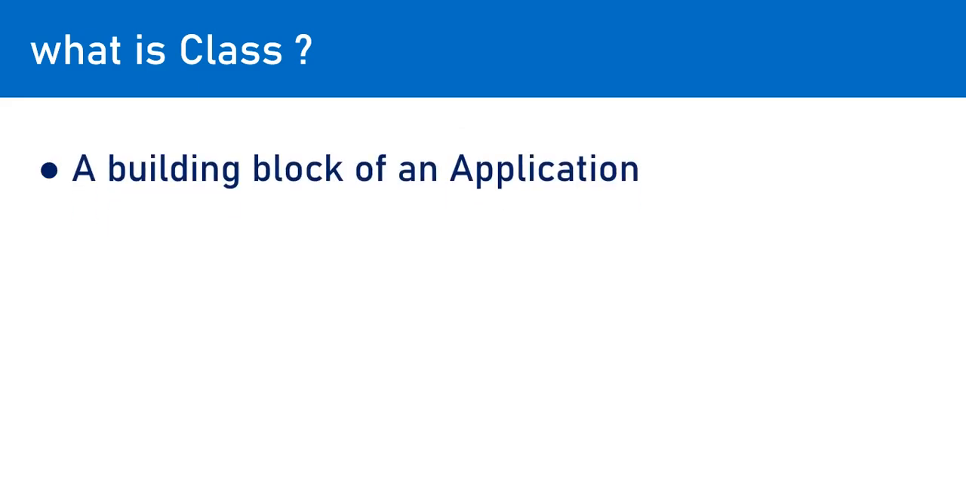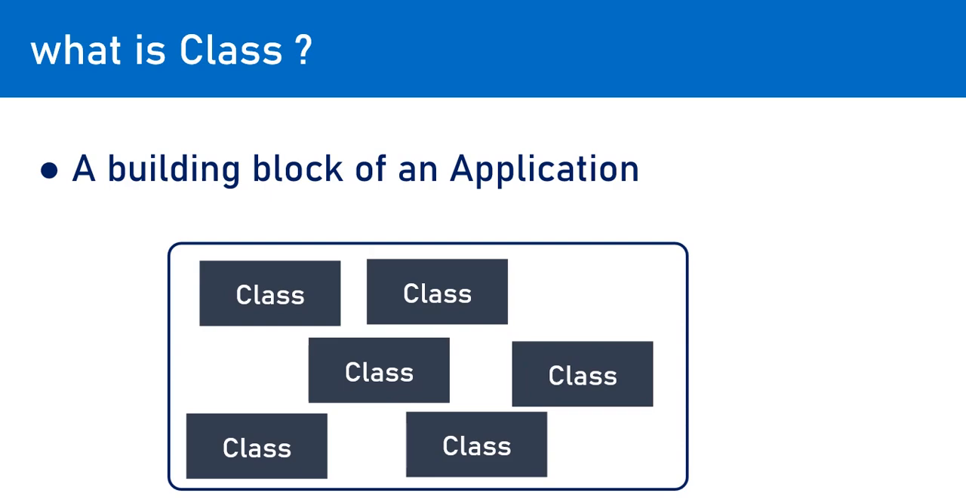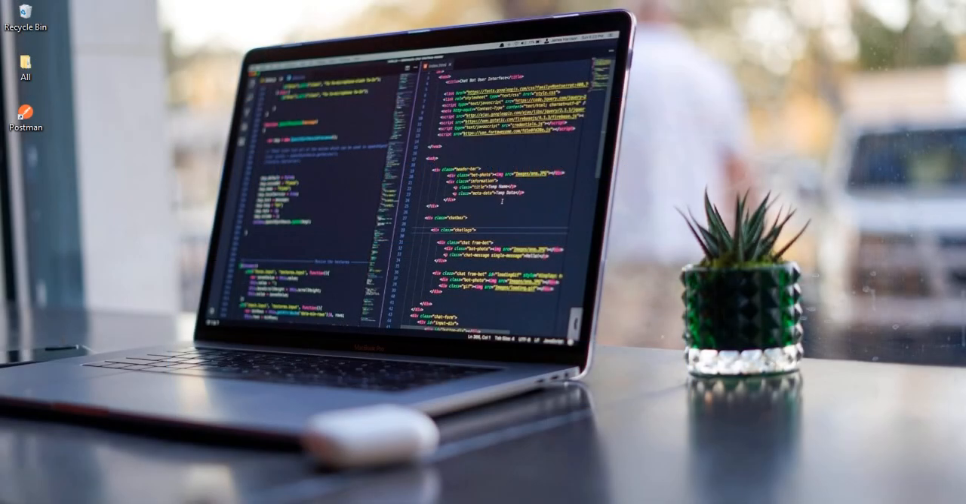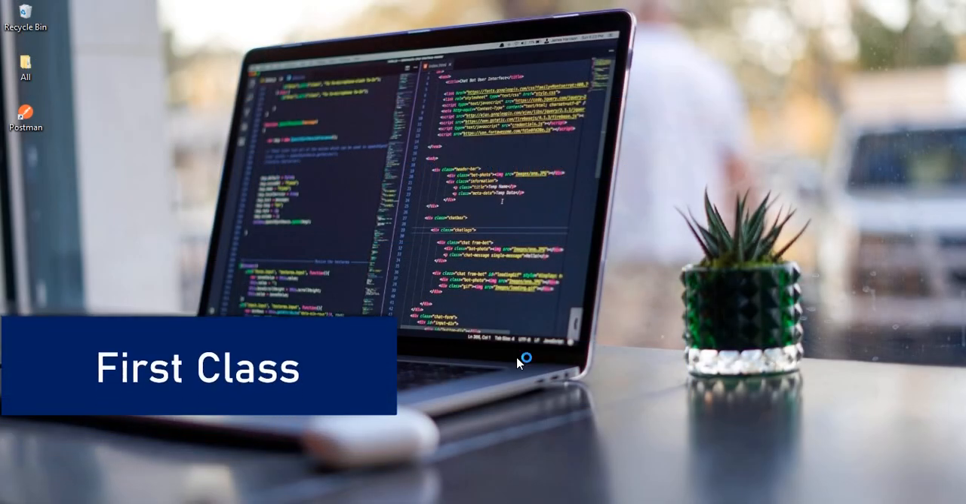What is a class? A class is a building block of an application. Any application consists of many functionalities, and each of these functionalities can be achieved by defining classes. So basically a class represents the functionality or behavior. Let's create our first class in Java and discuss more on it.